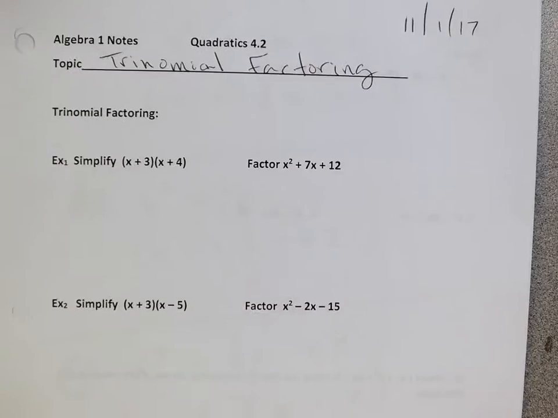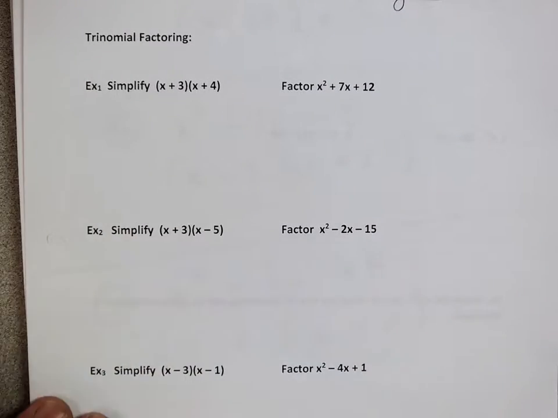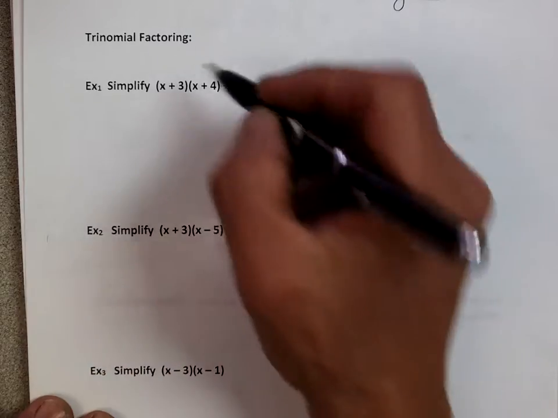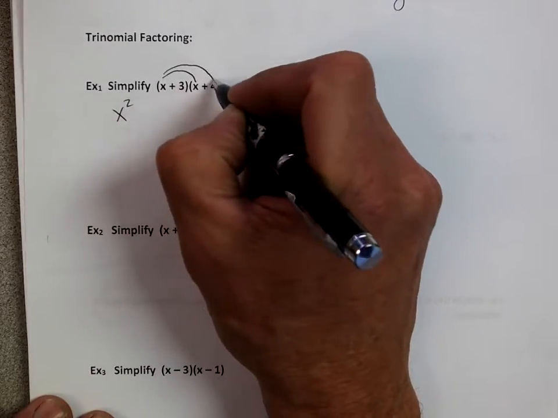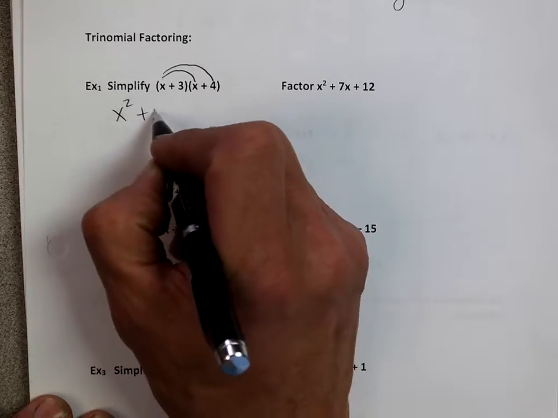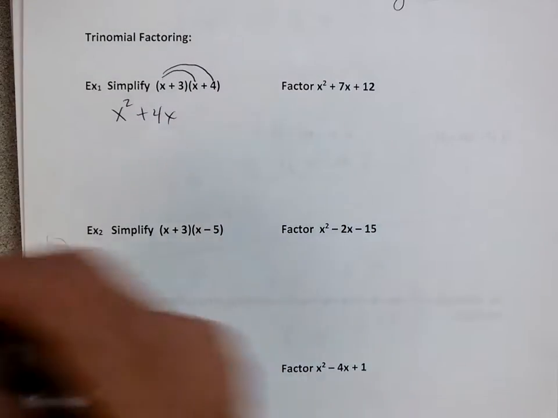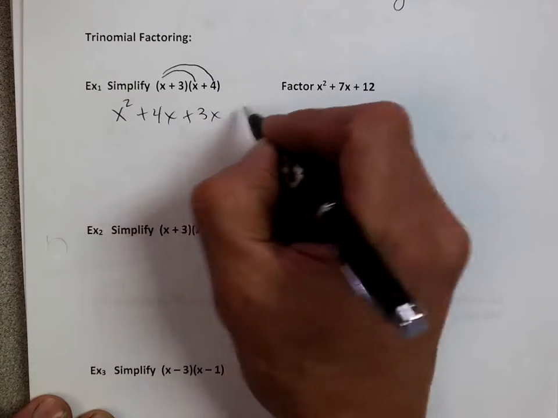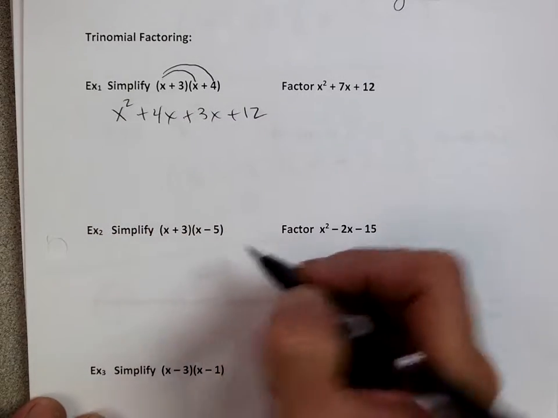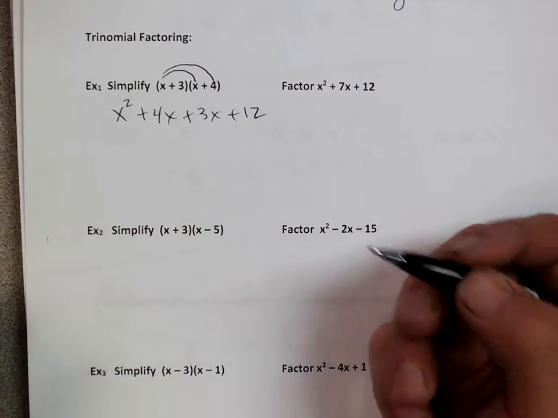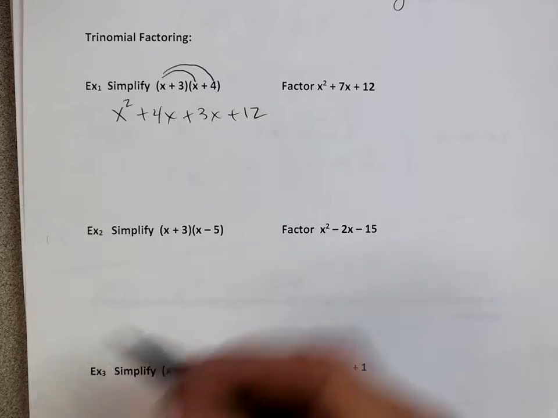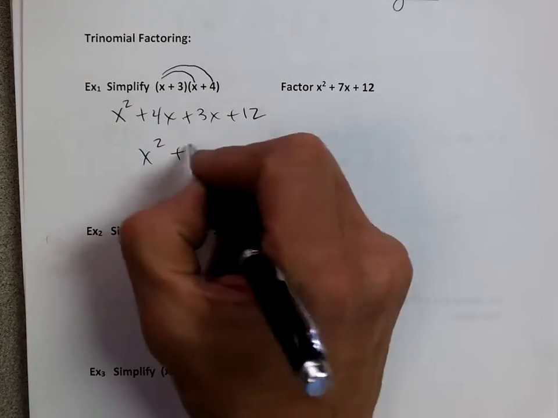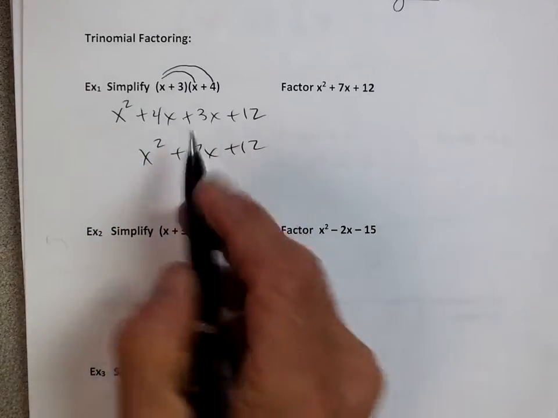So example 1, we kind of looked at this already. Let's do it real quick. We get x squared plus 4x plus 3x plus 12. And what Isaac did is he did it in his head because we really got this down. He knew we were going to be doing the outside and the inside, so he went straight to x squared plus 7x plus 12. He didn't even do the in-between step.